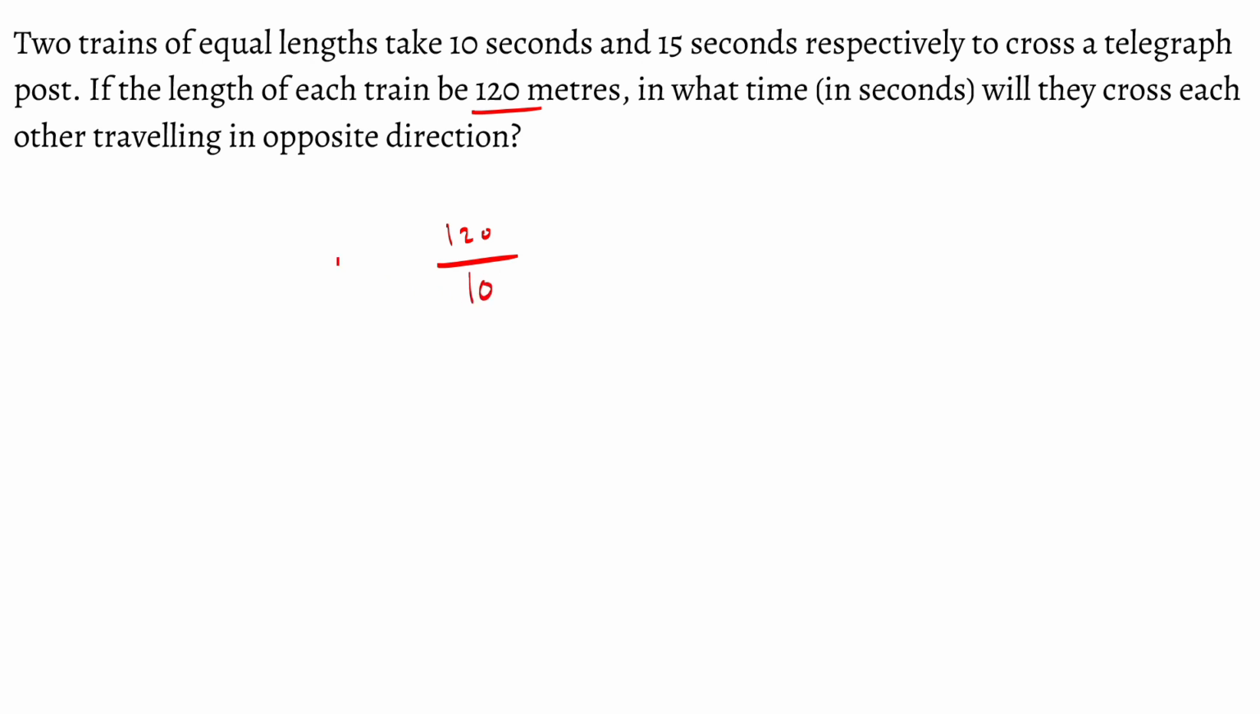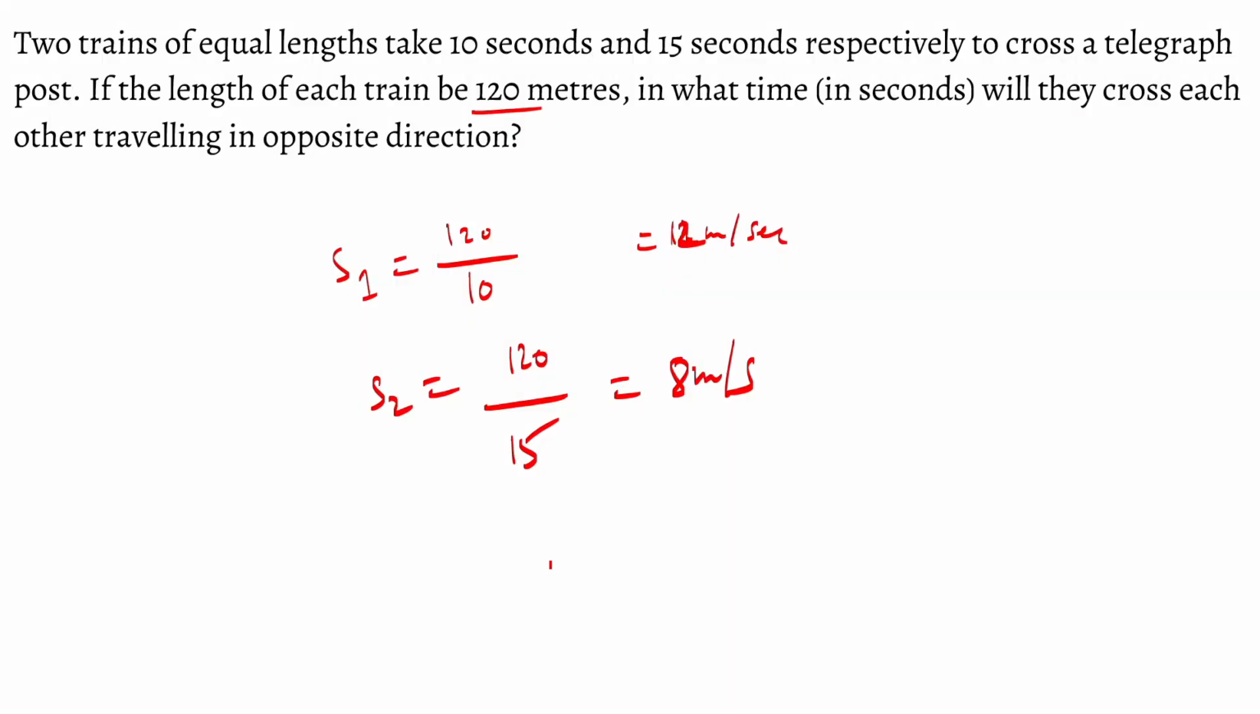So the speed of train 1 is 12 meters per second, whereas the speed of the second train is 120 by 15, which will be equal to 8 meters per second. Now what is the relative speed? As they are moving in opposite directions, the relative speed will be 12 plus 8, because we have to add them. So this relative speed is 20 meters per second. That means every second the two trains together travel 20 meters.